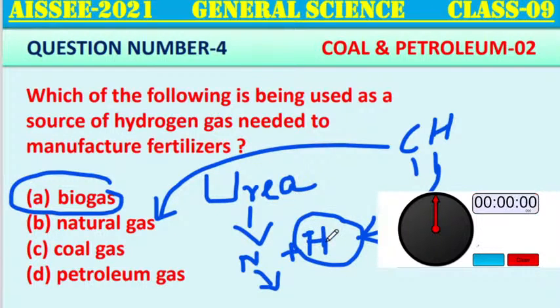So another question is there. Remember this one. You have to answer one more question in the last. Which of the following is being used as a source of hydrogen for fertilizers? Natural gas is used as a source of hydrogen for fertilizers. Everyone is saying biogas.